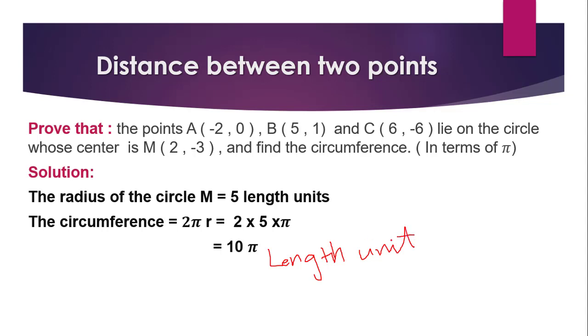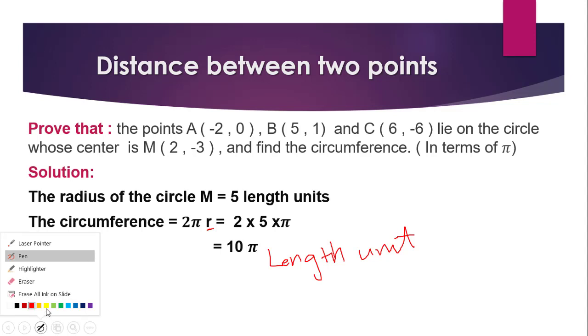Okay, so we can calculate the circumference of the circle. We prove at first that the 3 points belong to the circle, then we use r, which is the distance between the center and each of the points, which is the radius, equal to 5, to get the circumference using the rule.